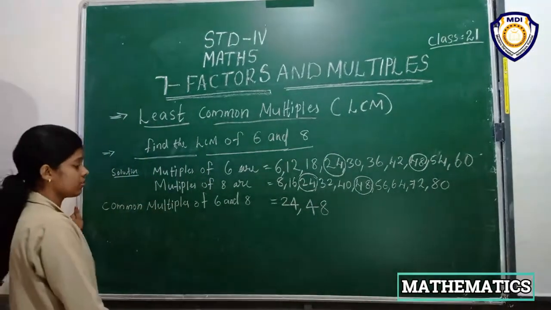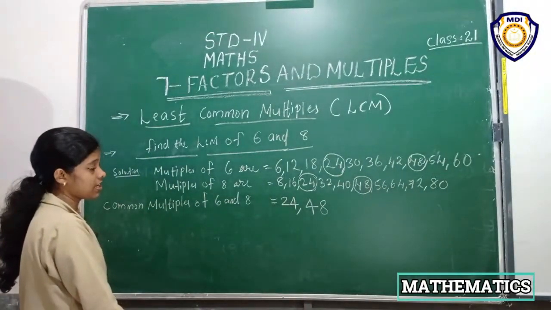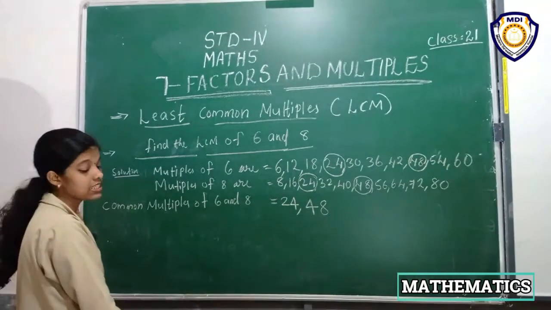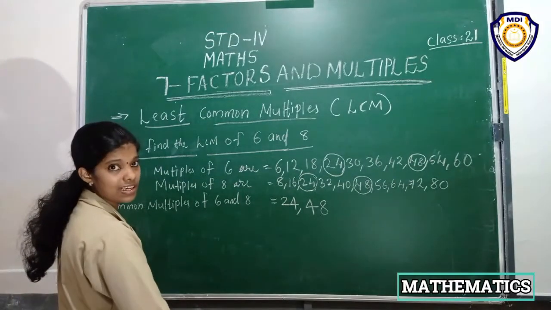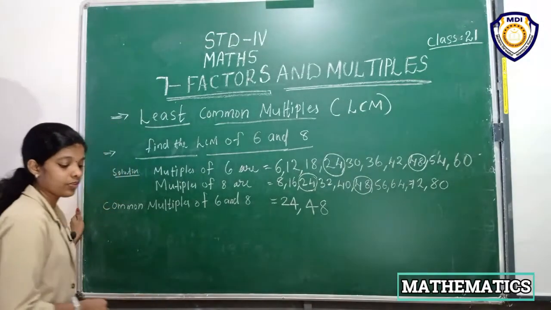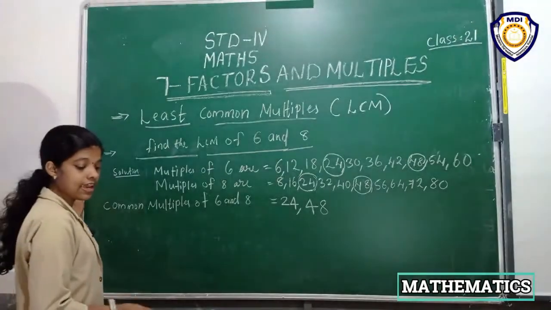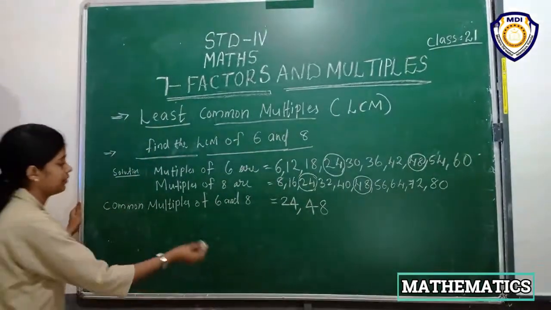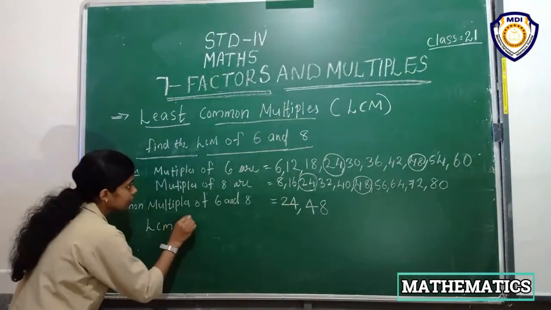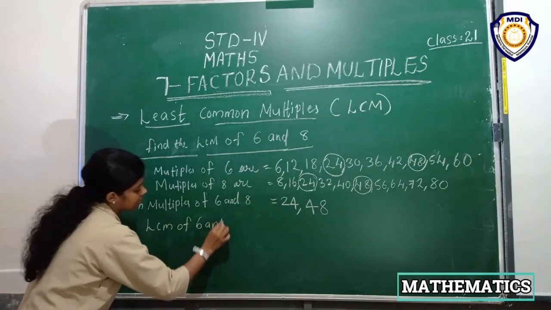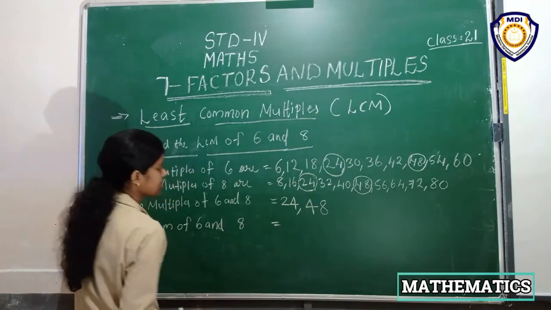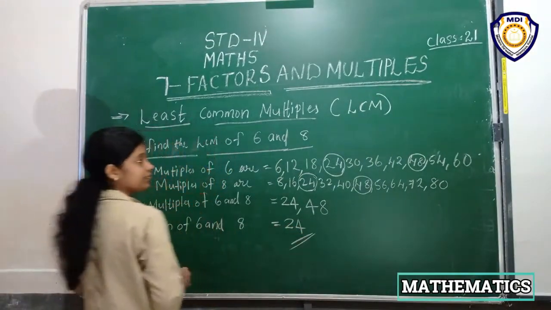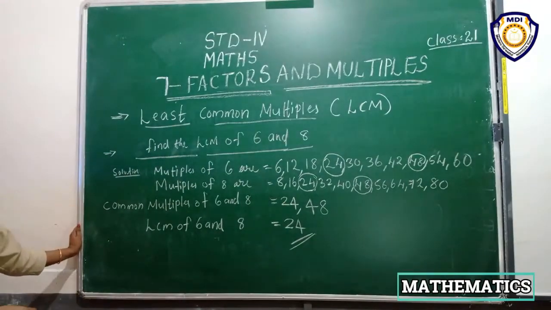Among these numbers, which number is the least number? Smaller number is 24. This is the LCM. 24 is the LCM of 6 and 8. Okay, write it.